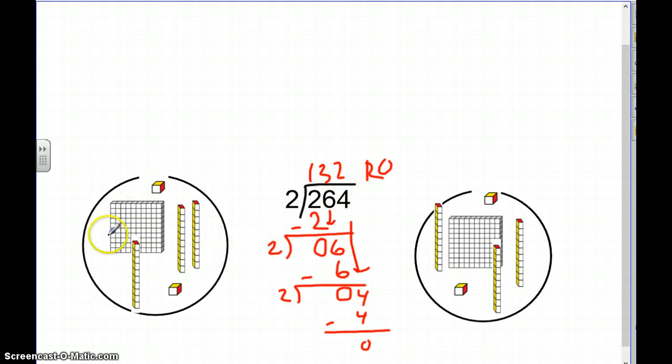Let's look at our groups. We have 100, 10, 20, 30, 130, 1, 2: 132 in this group. And then let's check over here. We have 100, 10, 20, 30, 130, 1, 2: 132. So I divided 264 into 2 groups, 132 in each group. Okay? So we've done this multiple times. You guys should be pretty comfortable with this type of problem.